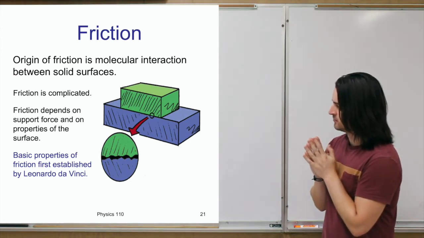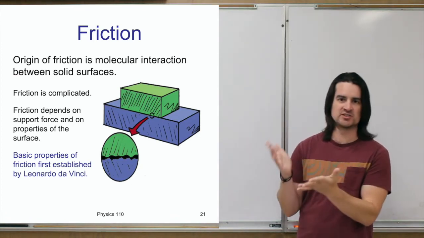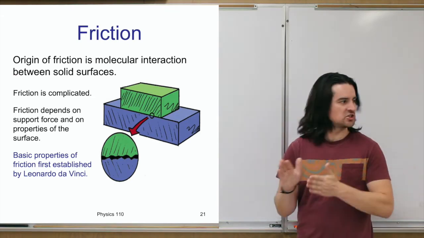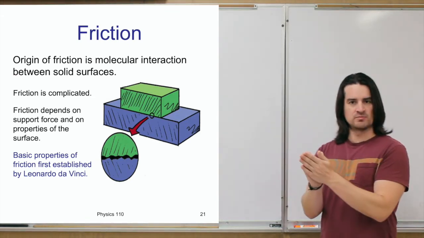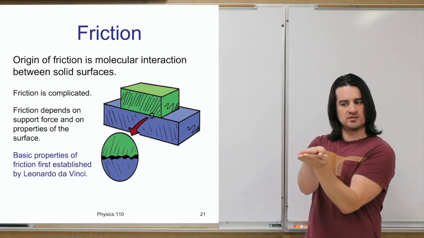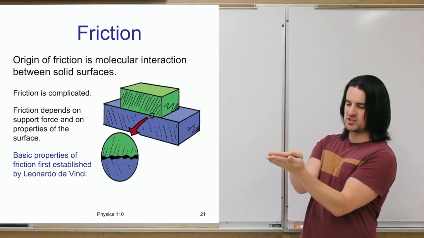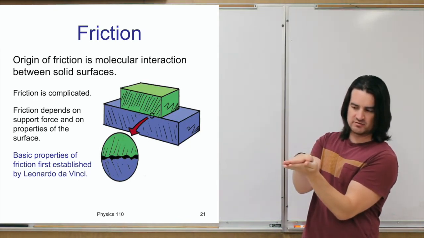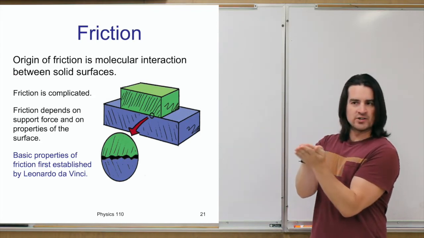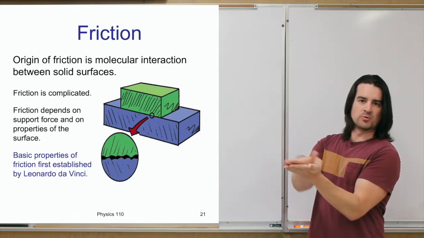The basic properties of friction were first examined by Da Vinci, which is kind of interesting. There's actually a difference between the friction when two objects are stationary relative to each other versus when they're already moving relative to each other. The stationary ones we generally call static friction, and in general it's greater than the amount of friction when the objects are already moving. The moving one we call kinetic friction.